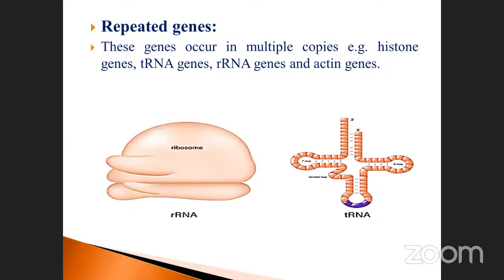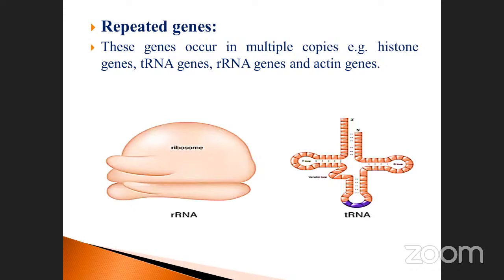Repeated copies, multiple copies, from 100 up to 2000 in between. Each is a single copy of nitrogen bases, but when repeated again, they are multiple copies. For example, they have given histone genes, tRNA genes, rRNA genes, and actin genes. These are all known as repeated genes. I have chosen two examples here.